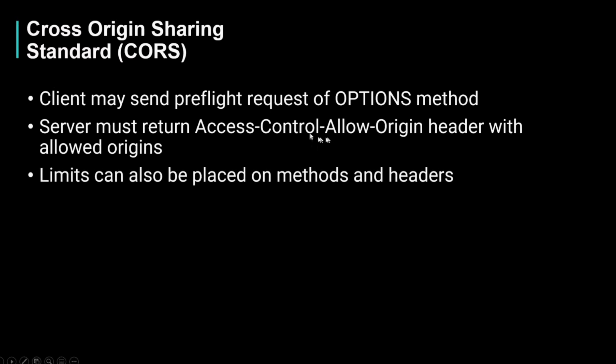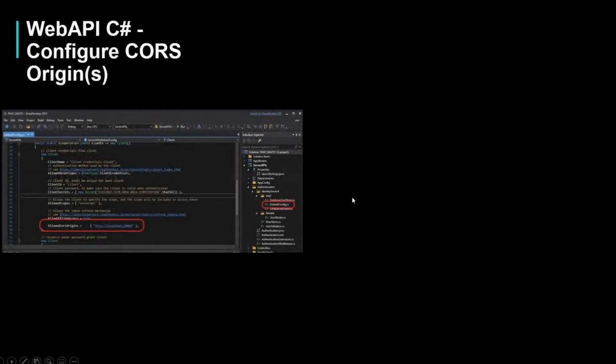Notice that what the access control allow origin does is allow you to specify which origins, which websites, are allowed to call your service. And you can also place controls on the methods and headers that can be sent as well. Just want to mention that. So this is what we changed. It's a minor change.